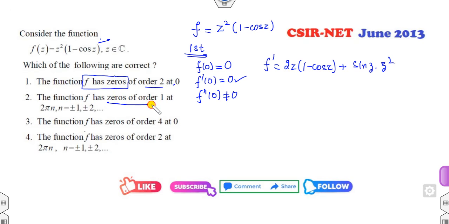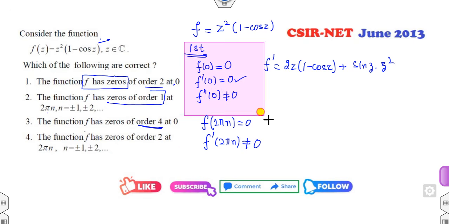Similarly, for a zero of order 1, that means the first derivative will be 0 and this will be non-zero. Fine. Similarly, for order 4, that means up to the triple derivative is 0 and the fourth derivative is non-zero. But that will take a very lengthy calculation.